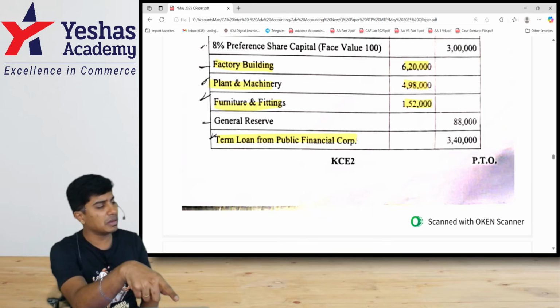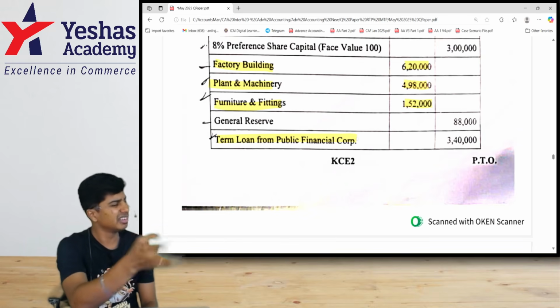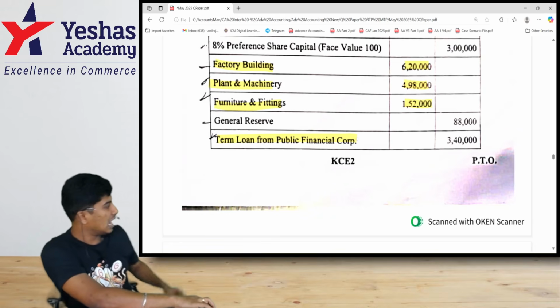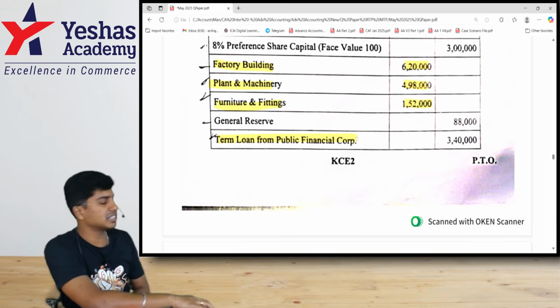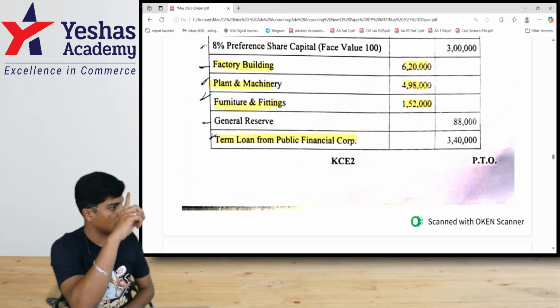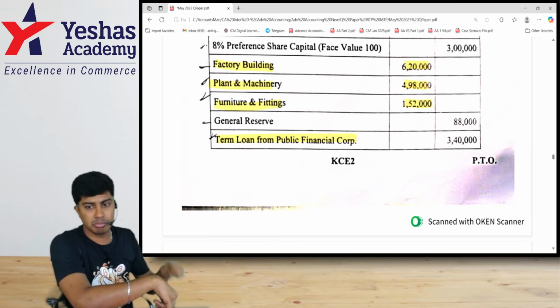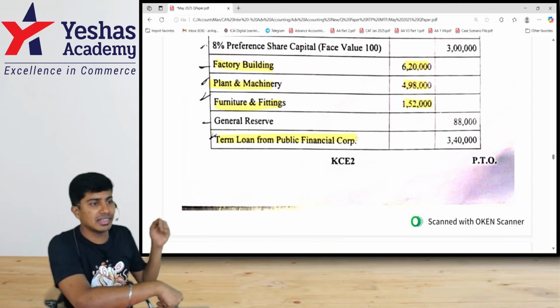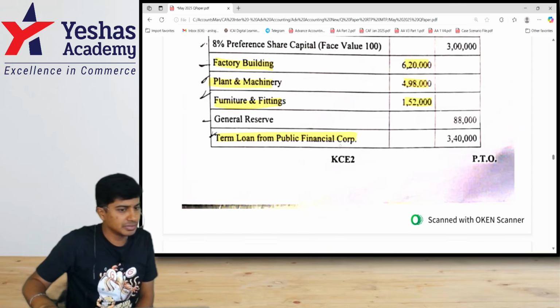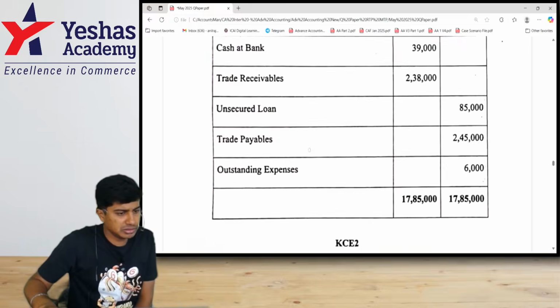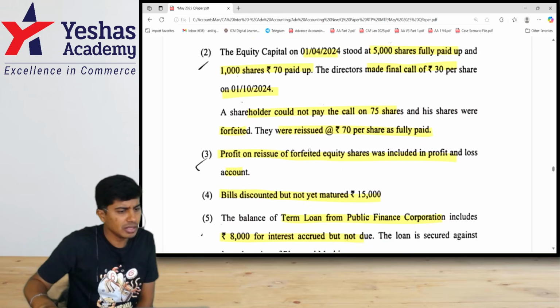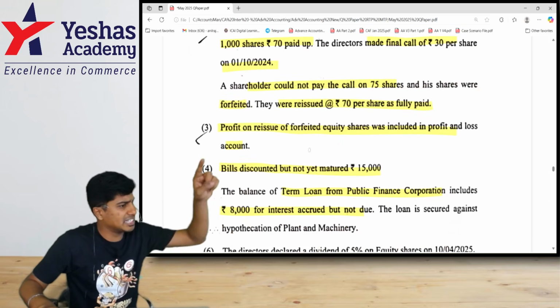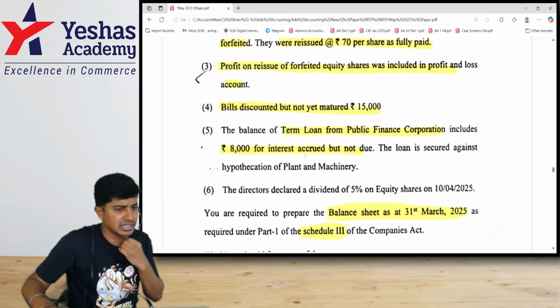This term loan from Public Financial Corporation is borrowing. It can be long term or short term. I'll assume it to be long term borrowing. I will write this term loan of 3,40,000 in long term borrowing, deduct 8,000 from the same, making it 3,32,000. And that 8,000 I would write in my other current liability. Come to the next adjustment. What do we have after this? I'm marking all the items with adjustment in the trial balance. Then I'll start with the answer.